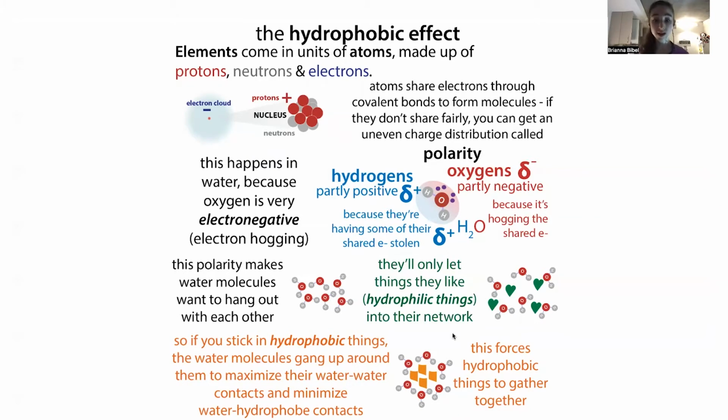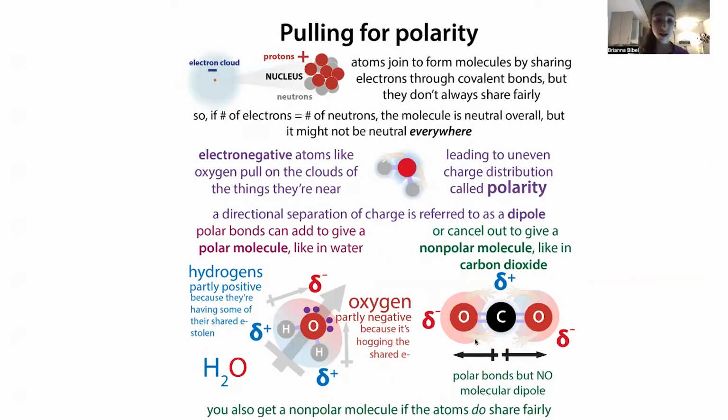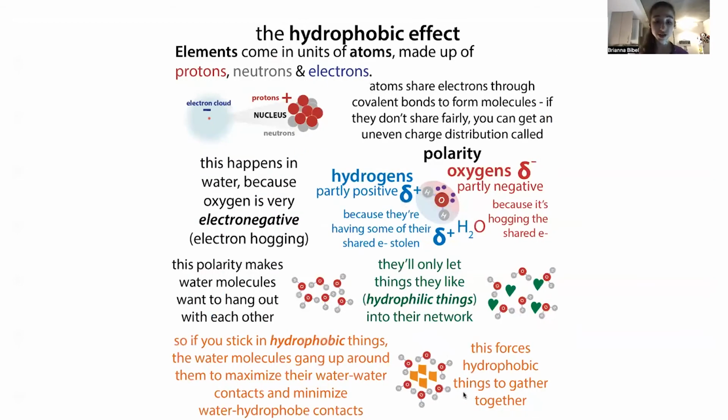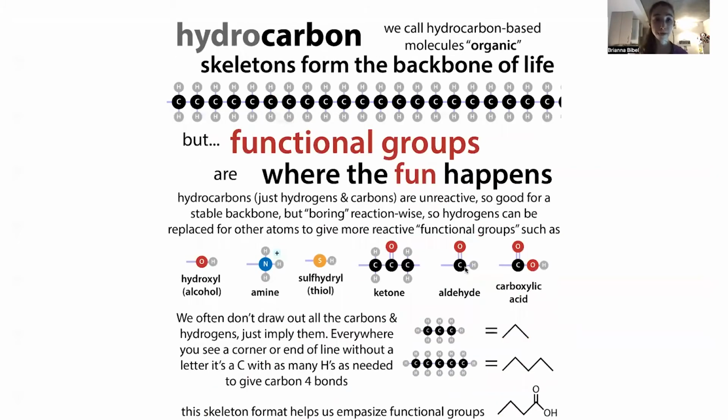We also have things that water doesn't want to hang out with. So things that water doesn't want to hang out with involve when the molecules are sharing fairly. So if you have hydrocarbons, hydrogen and carbon, they share pretty fairly. And so these groups tend to be non-polar. Whereas you can add functional groups, which are basically things other than hydrocarbons, and these often are polar. And this allows you to add polarity to a hydrocarbon-based molecule.